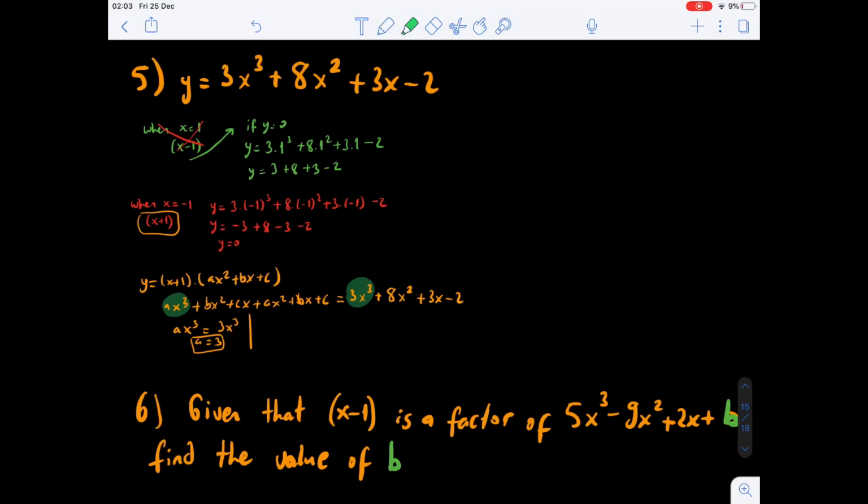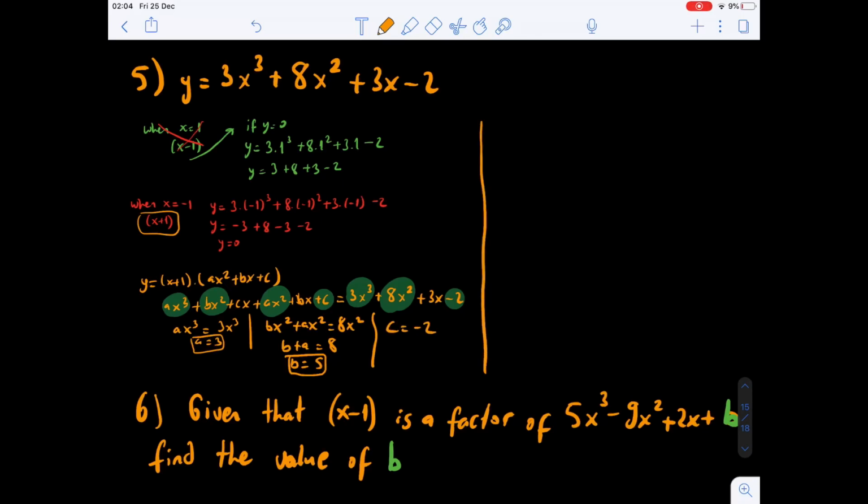What about b? I'm going to highlight again. bx squared plus ax squared equals 8x squared. We know b plus a equals 8. a is 3, so b equals 5 here. What about c? Look, c equals negative 2, yes. c equals negative 2. Finally, I'm going to modify. Remember, guys, y equals x plus 1 times ax squared plus bx plus c.